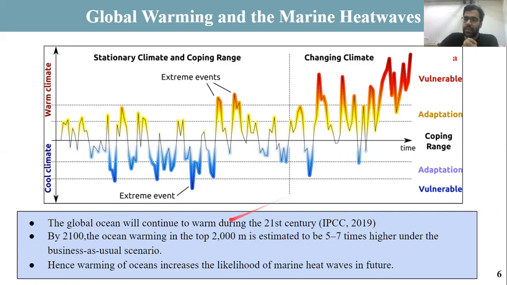Also, the IPCC report mentioned that the global ocean temperature will increase during the 21st century. And by the end of the 21st century, the top 2,000 meters of the ocean, the temperature will be 5 to 7 times higher when we use one scenario, the business as usual scenario. So hence the warming of the ocean increases the likelihood of marine heat waves in the future. If the marine heat waves increase, then it will be a drastic impact on marine life.